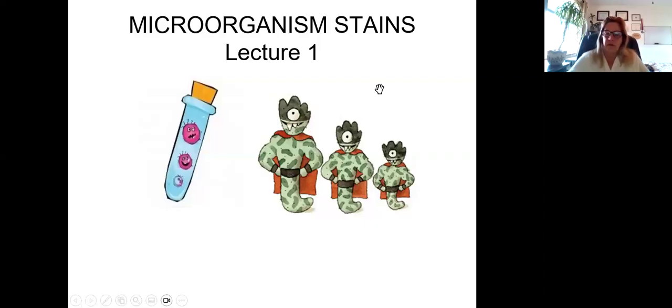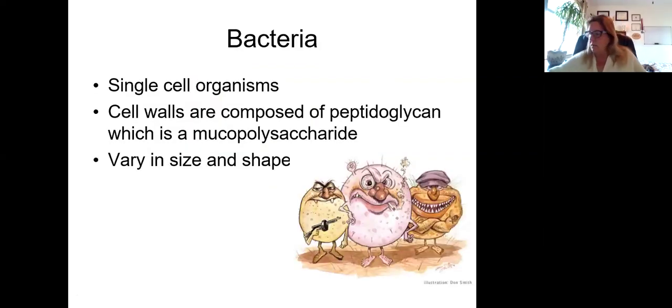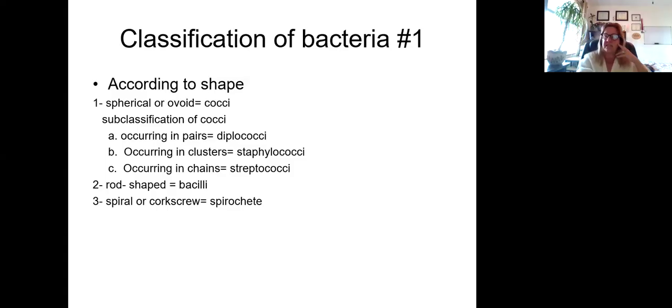All right, so microorganisms, starting off with bacteria. Bacteria are single-celled organisms. Their cell walls are consistent and composed of what's called peptidoglycan. Peptidoglycan is a mucopolysaccharide. These bacteria vary depending upon what bacterium you're looking at. They vary in different sizes and shapes and are classified differently.